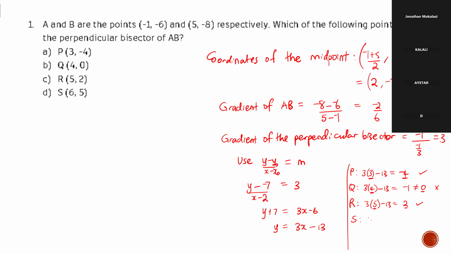And then for S, 3 times 6 minus 13 is actually 18 minus 13, which is 5. And the point I was given there was 6, 5. So P, R, and S lie on the perpendicular bisector.